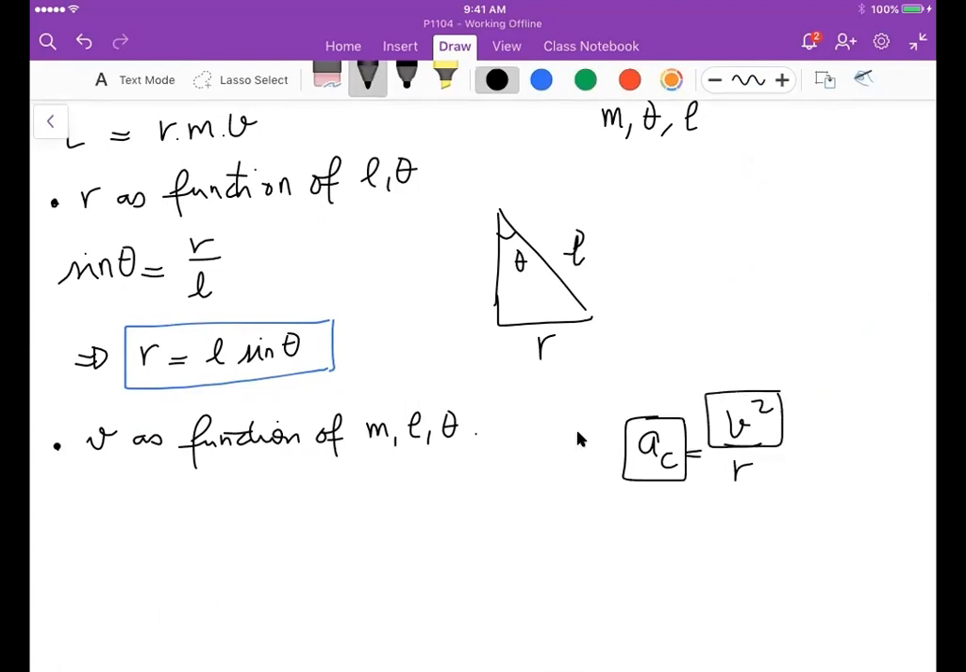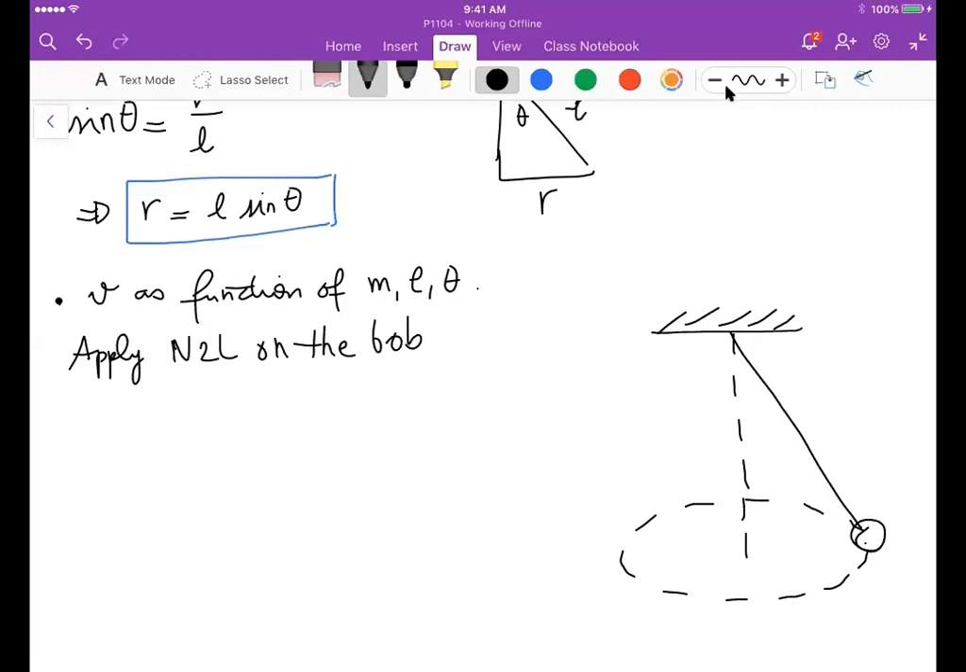وكيف نقدر نعمل access على ال AC من خلال Newton's second law. So this is why let's apply Newton's second law on the bob in order to access the speed v. Okay. Let me draw the figure.